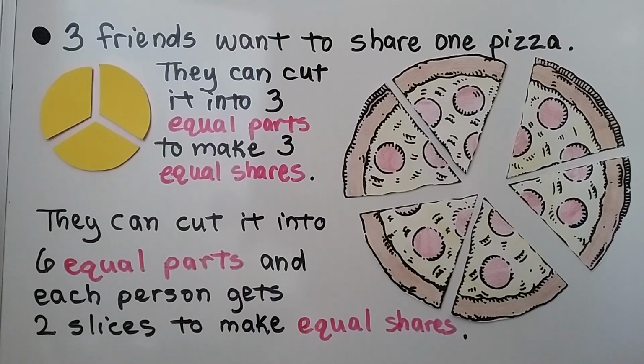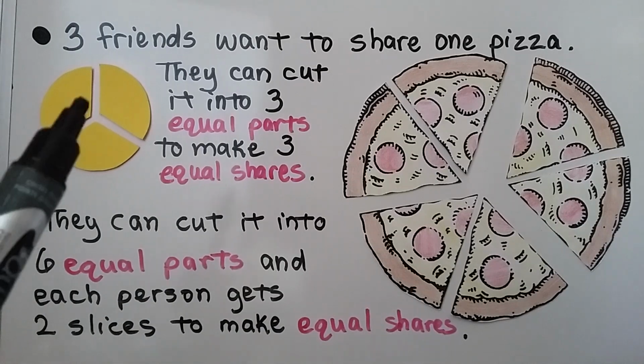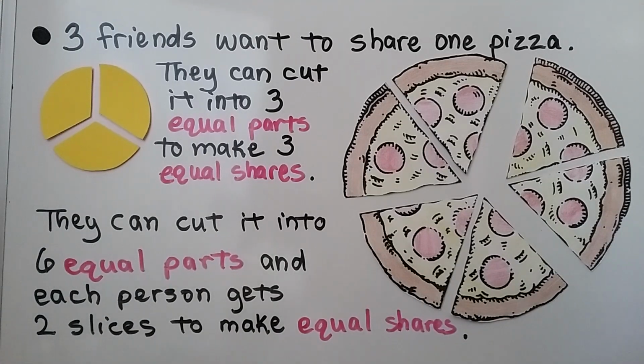3 friends want to share one pizza. They can cut it into 3 equal parts to make 3 equal shares. They'll each get an equal share. They can also cut it into 6 parts, 6 slices, and each person would get 2 slices to make equal shares.